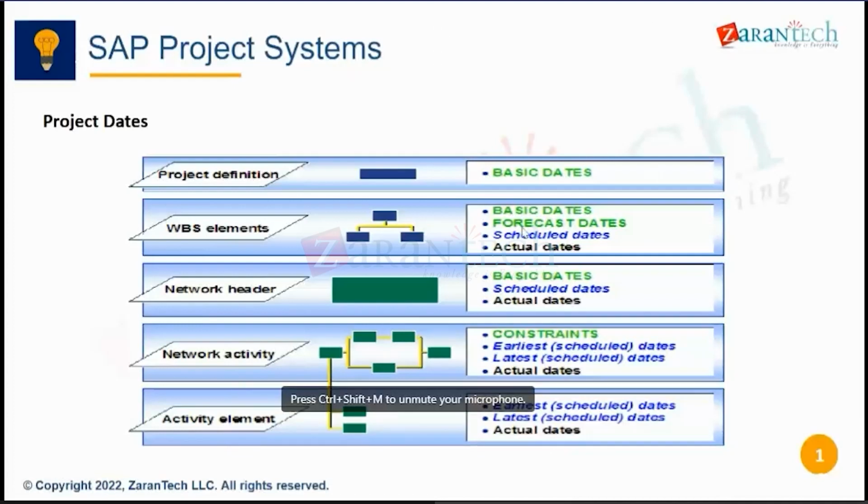Okay, so if we see here, at this project definition level, there will be basic dates, this blue color. In the WBS element, there will be two types of dates. One is basic dates, and the system gives one more set of dates, which is called forecast dates. In the network header, there will be basic dates, and now this light blue color here is scheduled dates. These are system calculated dates.